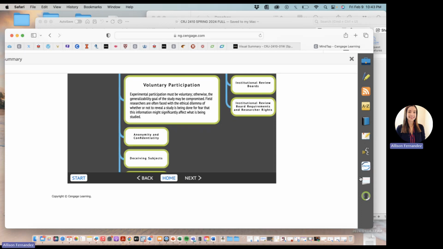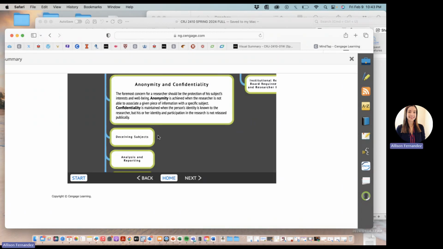So going back to field research again, there is an ethical dilemma that surrounds whether or not to reveal what's happening, because sometimes that can affect what's going on in the real world.